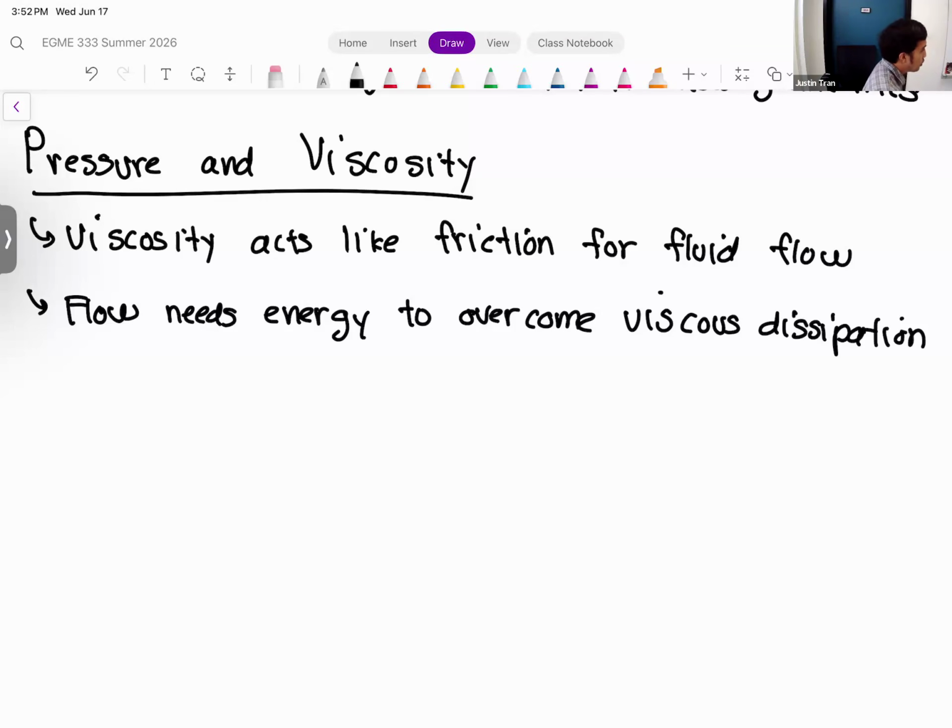Right, so the flow needs energy to overcome this, and it's even more difficult for fluids, just because generally the faster your fluid is going, the stronger the viscous effects are going to be. Okay?